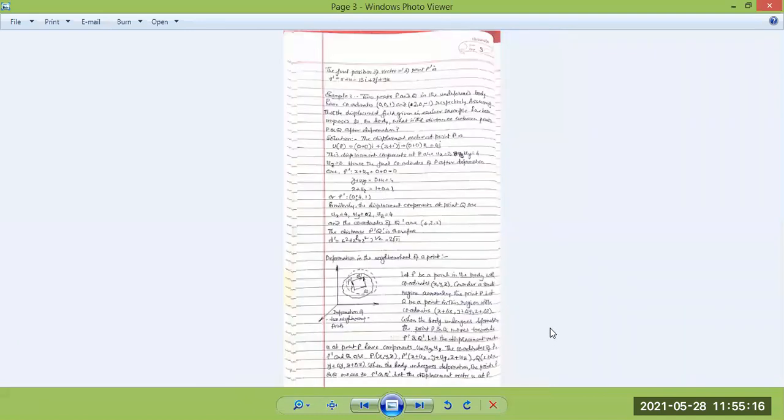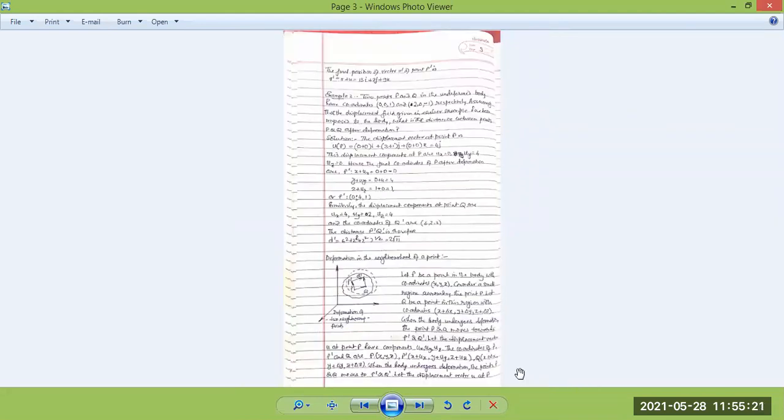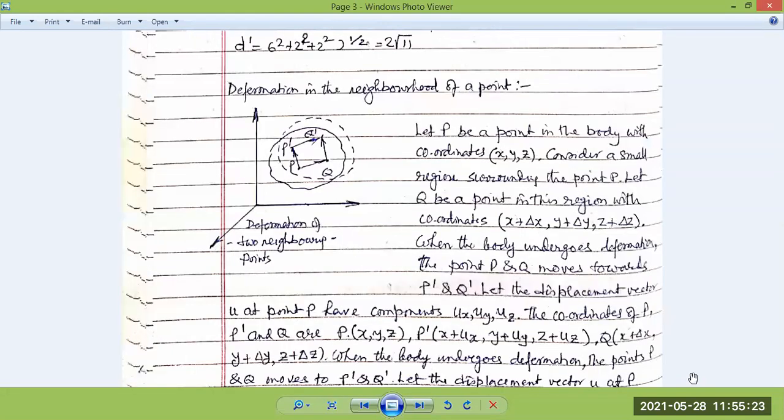Next, let us go to the deformation of the neighborhood. Let P be a point on the body. What we have here is P, and it has coordinates x, y, z. We consider a very small region. This is the initial region with this firm line, and consider another very small region with this dotted line, so that our second point Q is inside this region. So the distance between P and Q is almost negligible but not equal to 0.